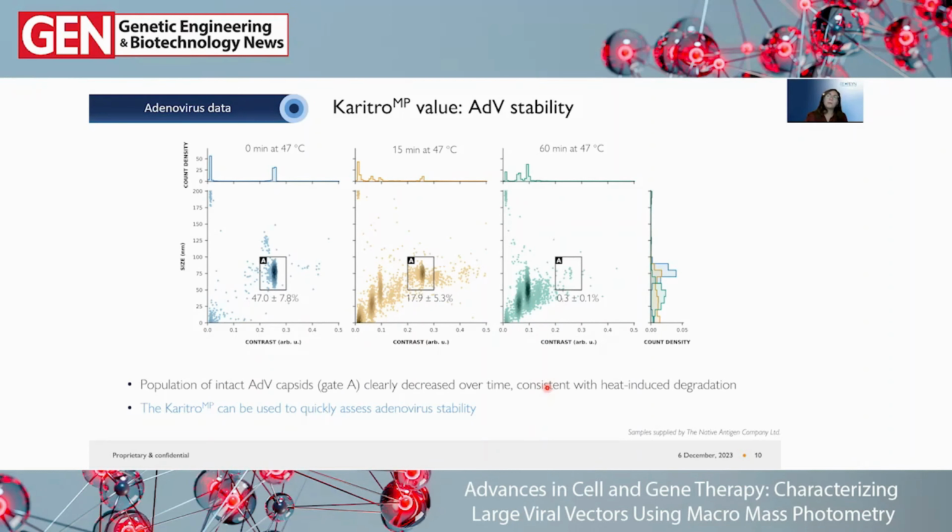So what we can conclude from it is the fact that the KaritroMP within minutes can give you a quick assessment of the presence of populations during degradation and an assessment of the stability of the adenovirus sample. And once this is done, the operator can take a quick decision on how to move on and what to do in the next step, what to do with these samples.